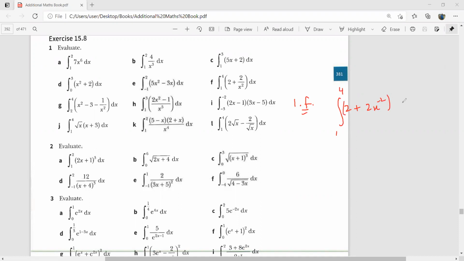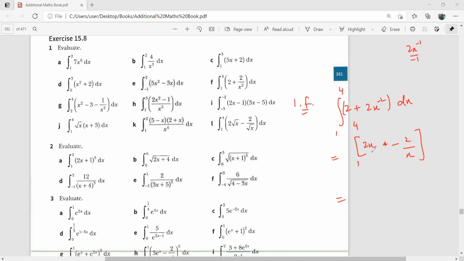Okay, so just to give you a recap of the integration, I'm doing all these questions. So this is the form that I can integrate. This is limit from 1 to 4. This is 2x plus, now 2x is per minus 1 over minus 1. So that can be written as minus 2 over x. Okay? So we apply the limits into it.